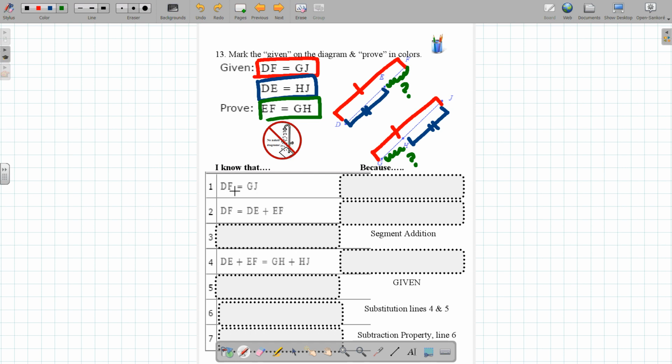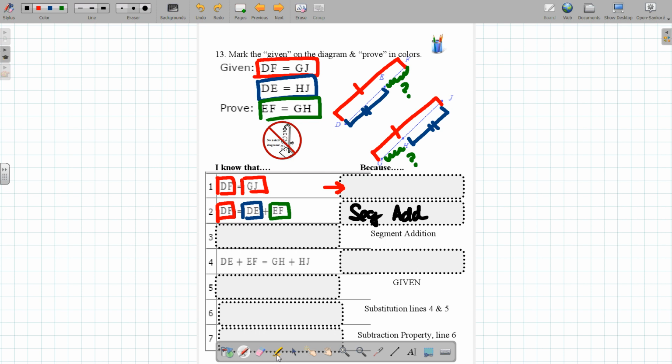I'd like you to go ahead and color code this, DF and GJ. This was your red is equal to your red. Ask yourself, where do we get that information? Notice number 2. Number 2 is one of your red equals the blue plus the green. Red equals blue plus green. That is going to be segment addition.